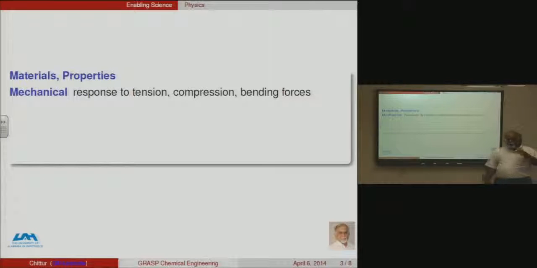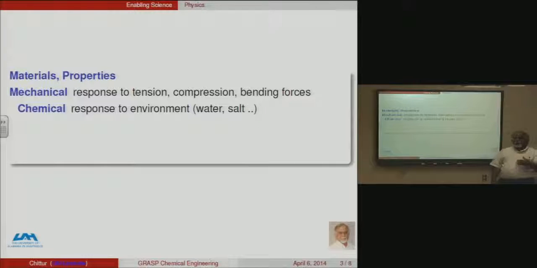Okay. When we think about material and properties, I'm going to roughly divide this up into broad groups of things we can imagine. So what are the mechanical properties of the materials? We need to understand how they respond to tension, compression, bending forces, and so forth, which could be a combination of tension and compression. You need to understand that. So we need to have ways of testing for those.